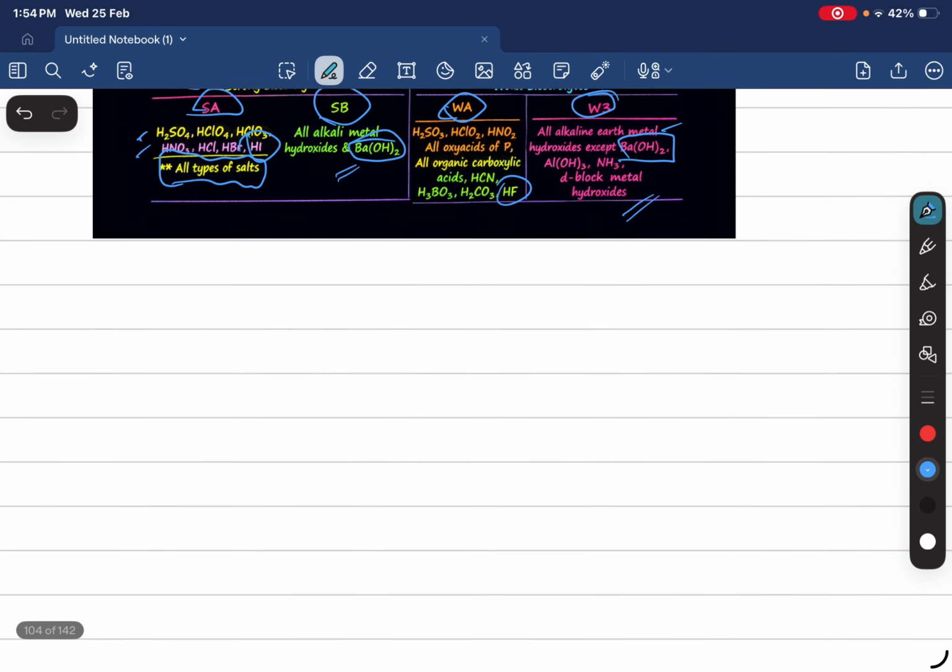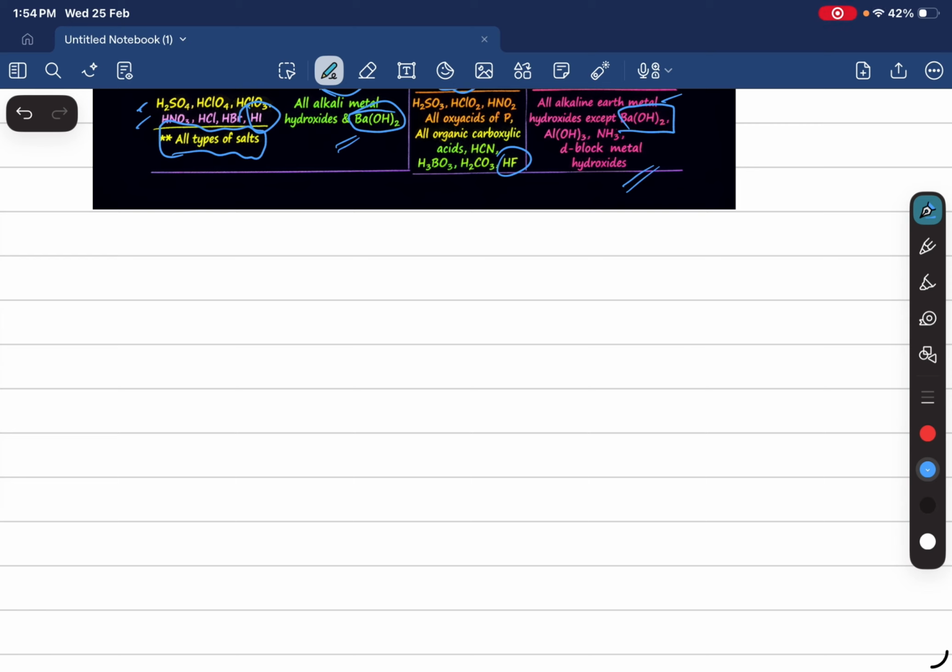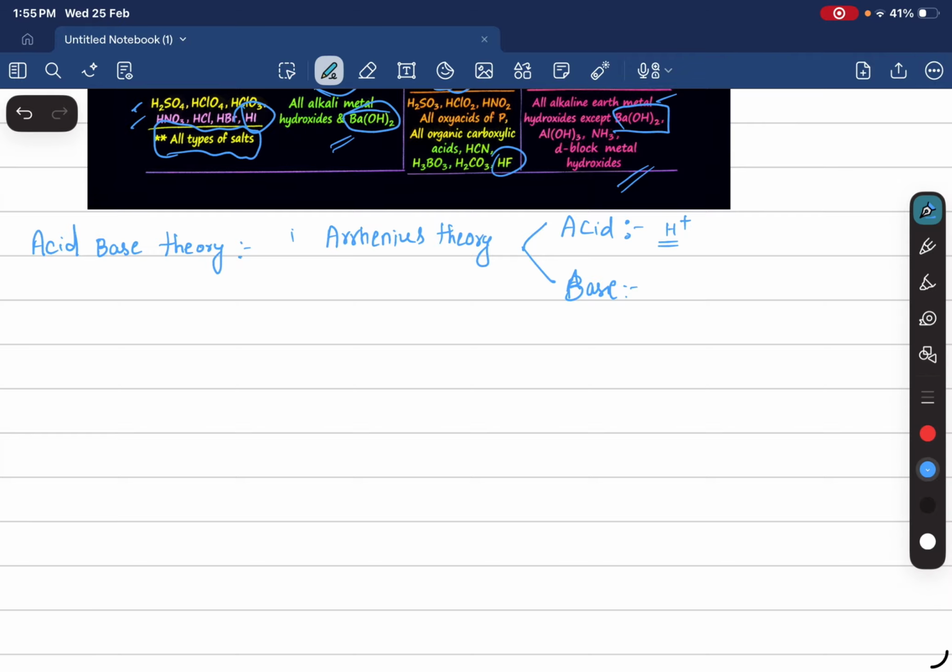Now we will start the discussion of theories about acids, the acid-base theory. There will be three theories here: Arrhenius theory. Let's complete Arrhenius theory first. Arrhenius theory explains based on the proton and hydroxide ion. The substance which contains replaceable H plus ions is called an acid in solvent.